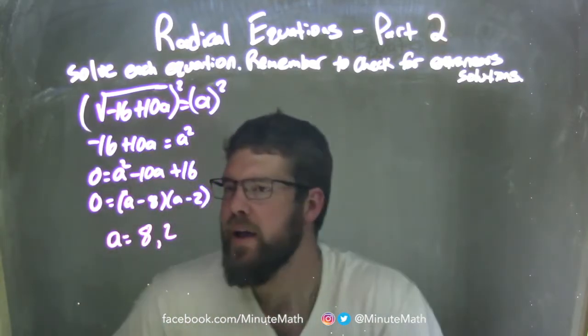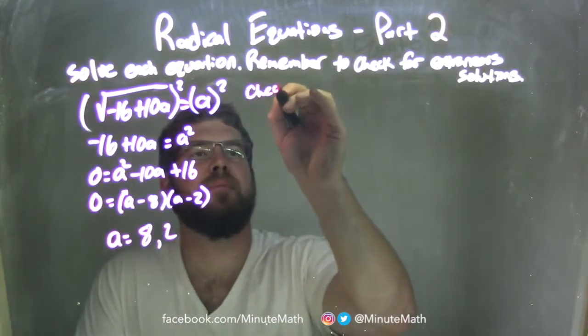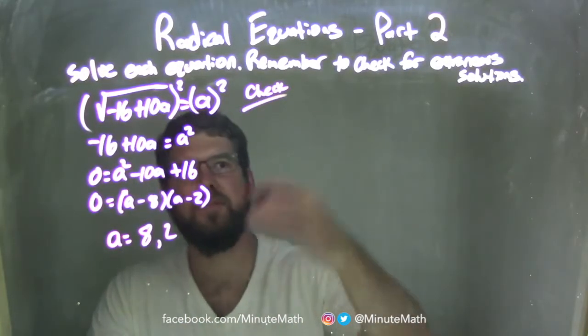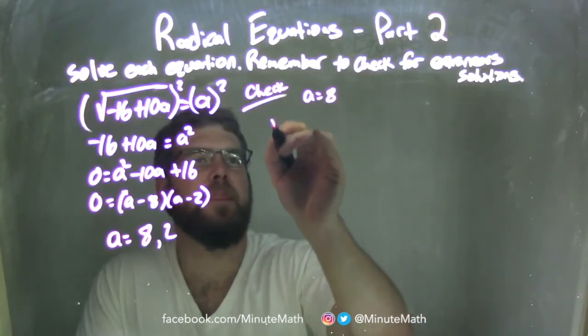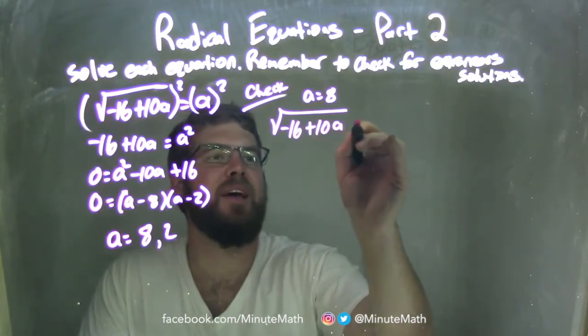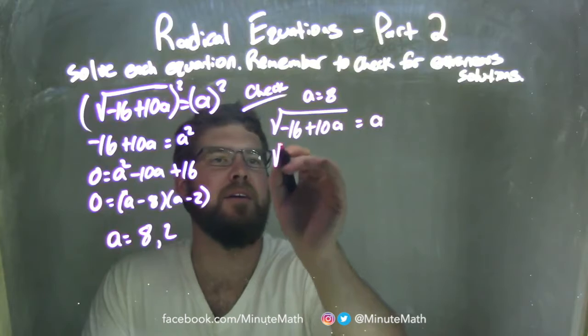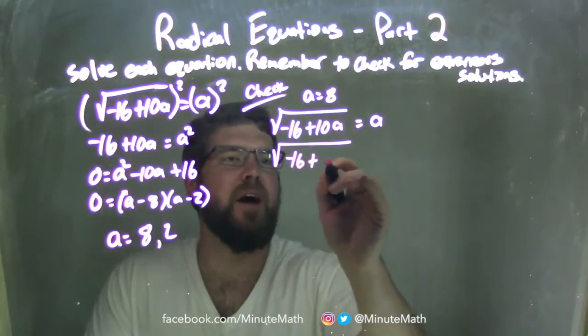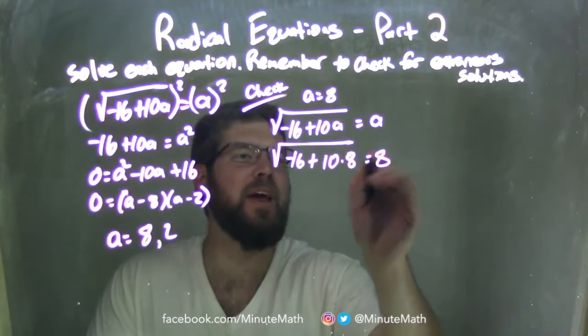All right, so a equals 8 and positive 2, so now I need to check both of those. Let's check for extraneous solutions here. So let's do A equals 8 first. Okay, I have my square root, negative 16 plus 10 times A equals A. Let's plug 8 in for A here. Negative 16 plus 10 times 8 equals 8.